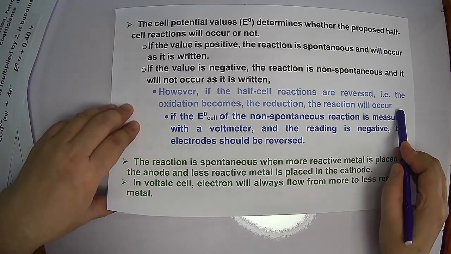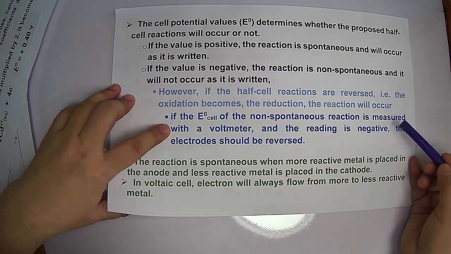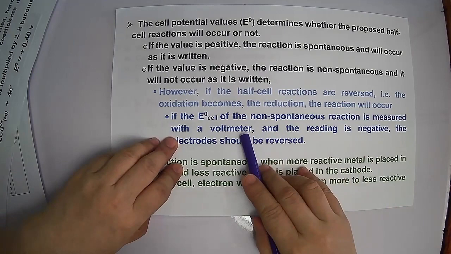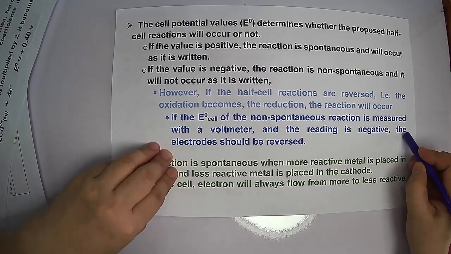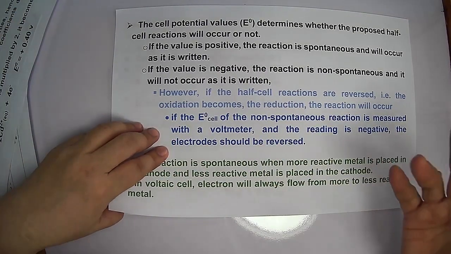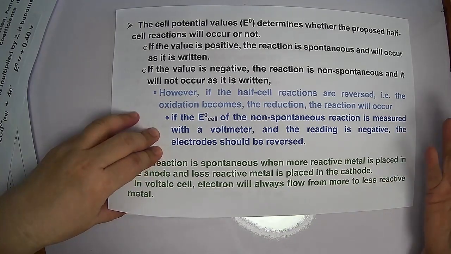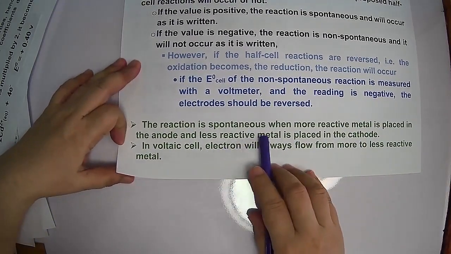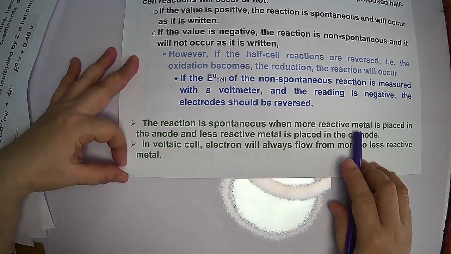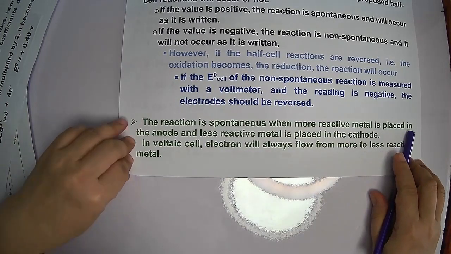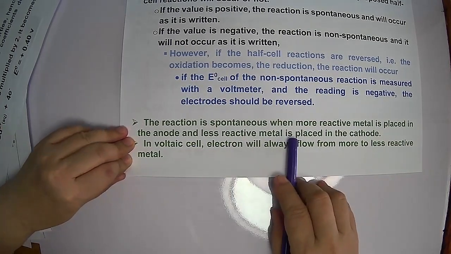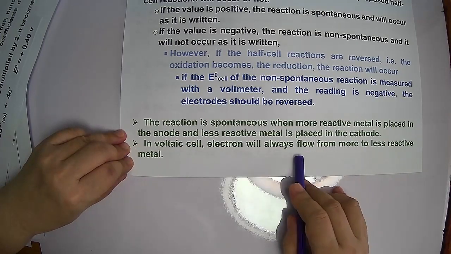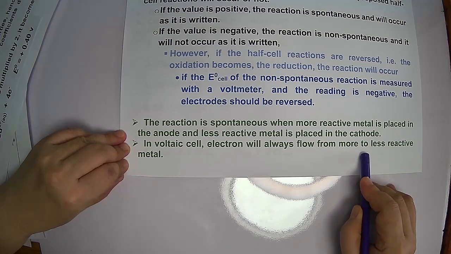will occur. If the standard potential of the cell of a non-spontaneous reaction is measured in the laboratory with a voltmeter, and the reading is negative, all you have to do is reverse the electrodes. The cathode becomes the anode, and the anode becomes the cathode. So for the reaction to be spontaneous, the more active or reactive metal is placed in the anode and the less active metal is placed in the cathode, because in a voltaic cell, electrons will always flow from a more reactive to a less reactive metal.